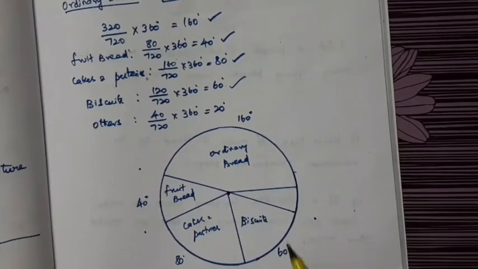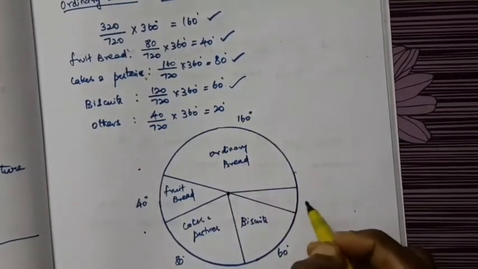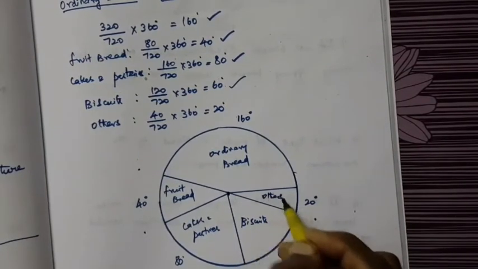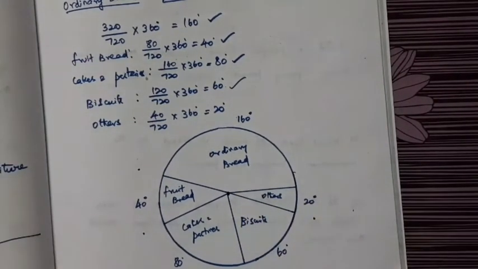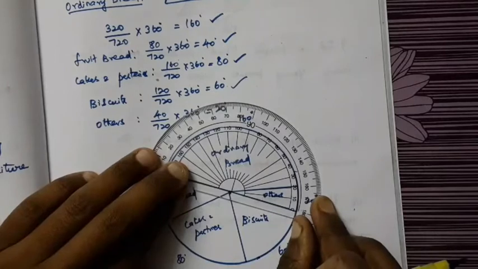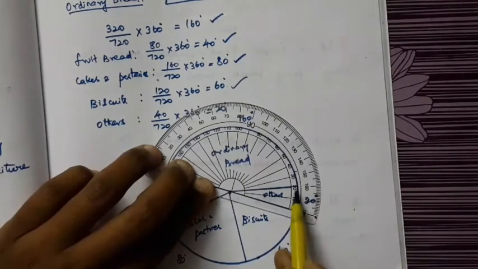If you see, the remaining will be 20 degree. So this is 20 degree, others. If you measure the angle between these two lines, that will be 20 degree. So if you keep it like this, you can see from here to here it is 20 degree. Okay.